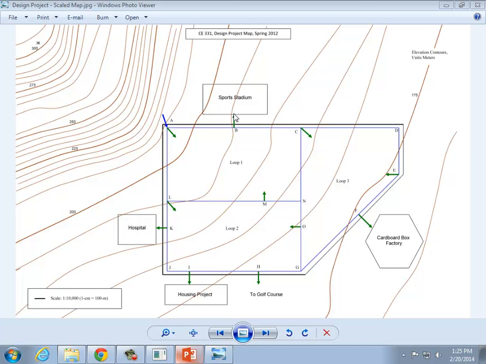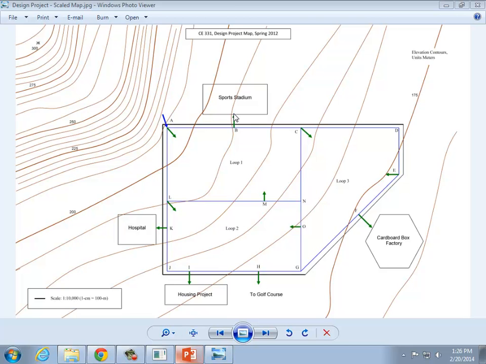For this box factory, each one has different numbers: the size in square feet of the box factory and how much water they're demanding per square foot. There's a hospital over here at K, and I tell you how many beds they have in the hospital, and for this high-density housing project, how many units there are. There's a golf course not shown. There's a pipe coming off to provide irrigation and other water for the golf course, and I tell you how many acres they've got.